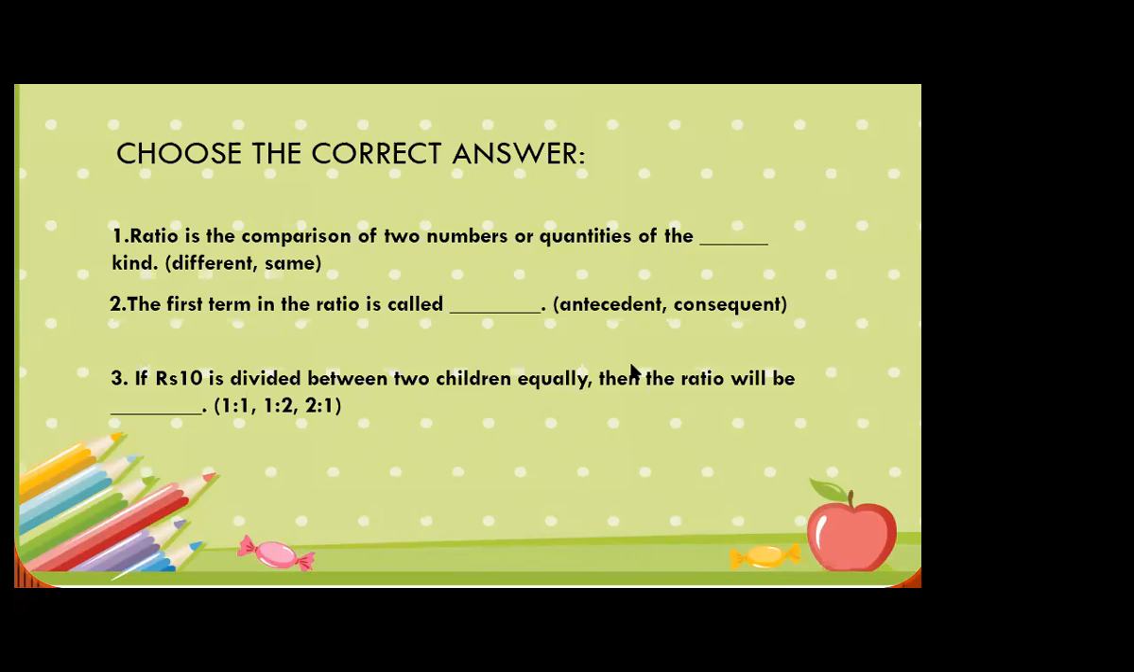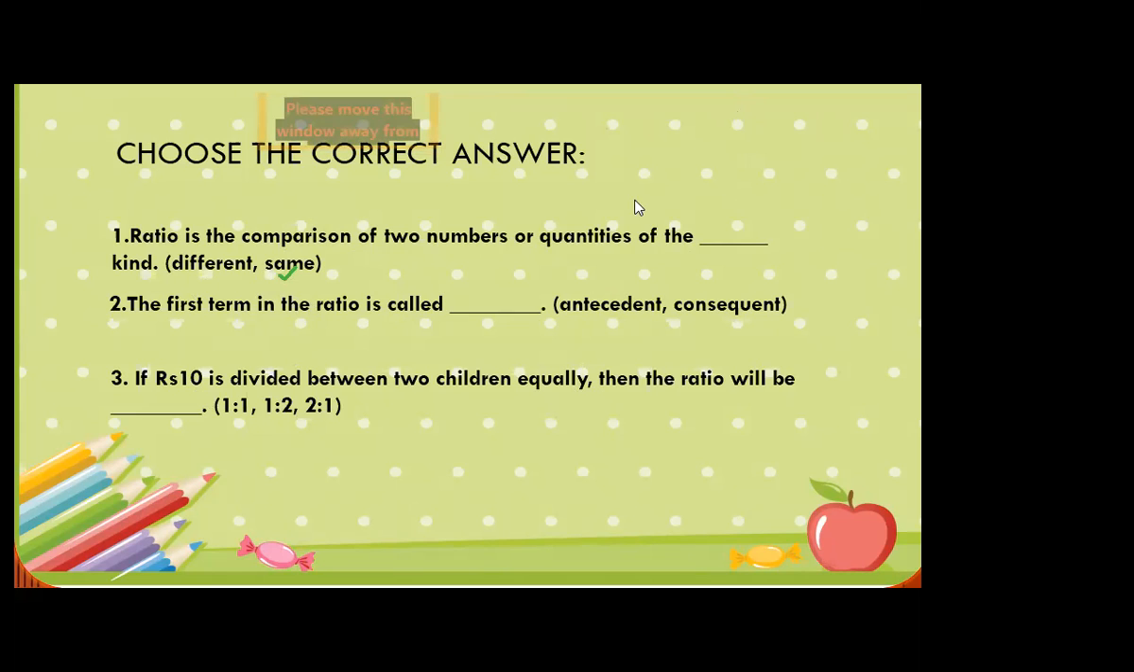Antecedent. Exactly, you are right. The first term in the ratio is called antecedent. And a ratio is a comparison of two numbers or quantities of the same kind. If there is length, I have to compare the length. If there is distance, I have to compare it with the distance. Now, if rupees 10 is divided between two children equally, what will the ratio be?